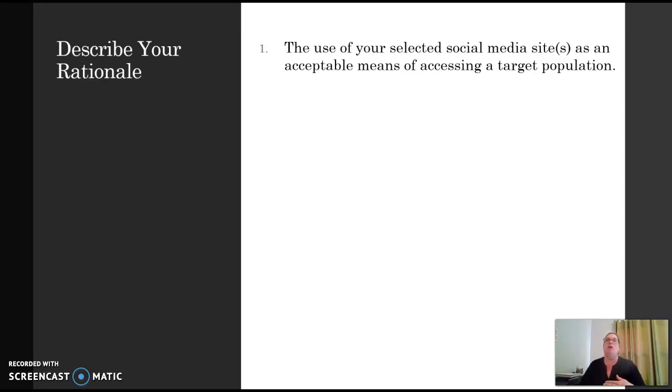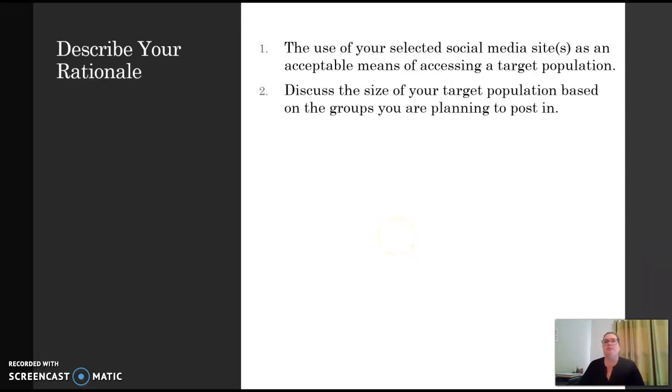If you are accessing a target population across the United States and that study also used LinkedIn or Facebook to access a target population across the United States, that's good as well. You want to look for a study that has high validity and reliability statistics and also a high sample size, and that will help provide rationale and justification for your use of that social media site.